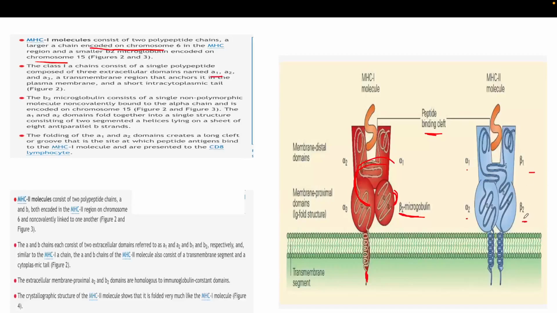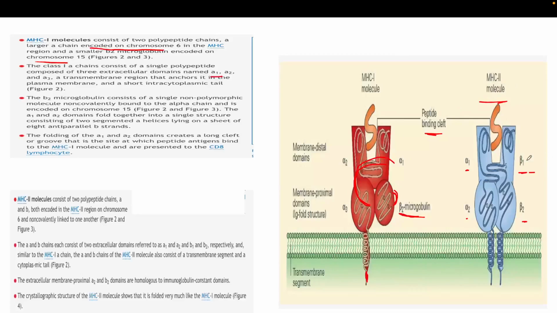So this also has the transmembrane region and one cytoplasmic tail inside of the cell, and on the extracellular side, the alpha 1 and beta 1 make the peptide binding cleft, and it is highly polymorphic in nature, alpha 1 and beta 1 in case of the MHC2 molecule. Don't get confused: in case of MHC1 it is alpha 1 and alpha 2, in case of MHC2 it is alpha 1 and beta 1.